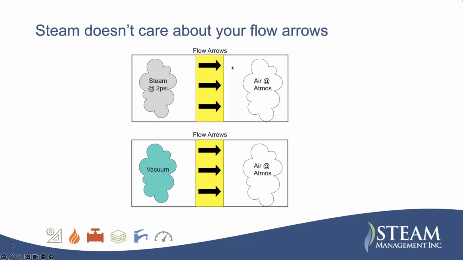Steam doesn't care about your flow arrows. I know you hate to hear that, but if steam's going this way and air's over here, it's going to go from low to high pressure, no matter which way. So say it starts to condense over here and it starts to pull into a vacuum. The arrows say it's supposed to go to the right, but it's actually going to go shooting back to the left.